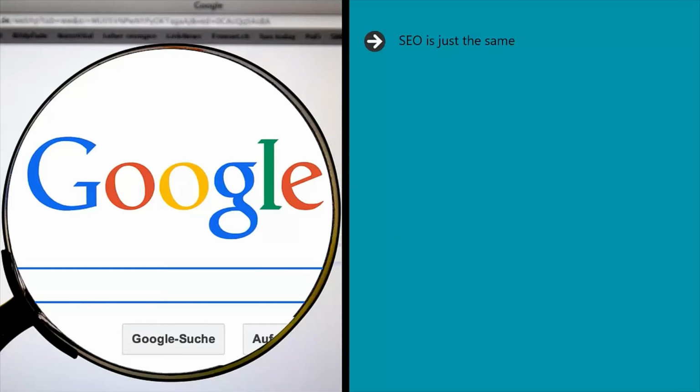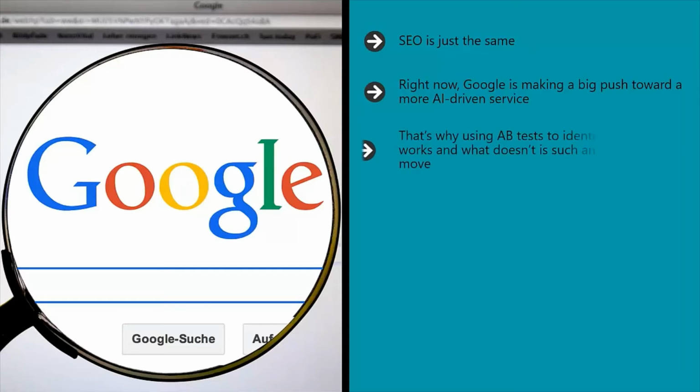Google is constantly changing its algorithms, moving the goalposts, and going back on what it has said. One minute, it's a good idea to get as many links as possible. The next moment, that's the worst thing you can do. Right now, Google is making a big push toward a more AI-driven service. It wants the user to speak to Google using natural language and to receive carefully curated responses drawn from the web. That is far more complex than simply looking for exact keyword matches, and it makes our job as SEOs that much harder. That's why using A/B tests to identify precisely what works and what doesn't is such an important move.